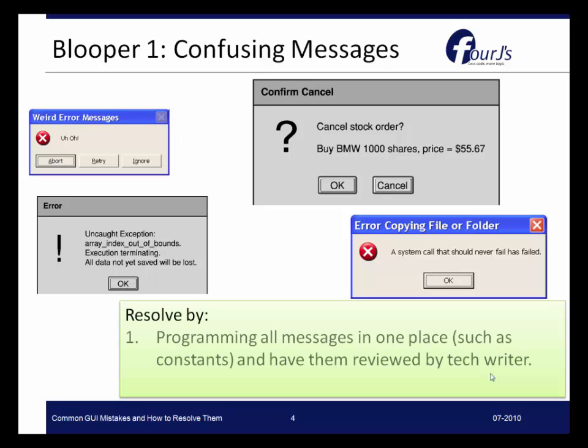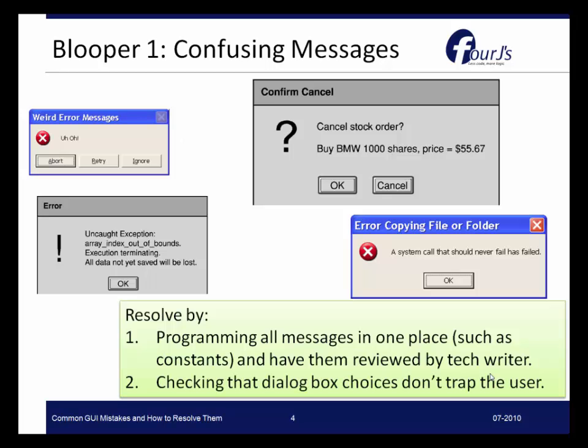You can resolve this by first programming all your messages. Grab all your messages that you use within the program and have them written in one place, such as constants that can be easily changed in one location. And also have them reviewed by a tech writer or someone on your staff that is good with the verbiage and can look for consistency and clarity. You also want to make sure and check all of your dialog box choices to make sure you're not trapping the user. You're not giving them some choices that no matter what they do, they're in a predicament.